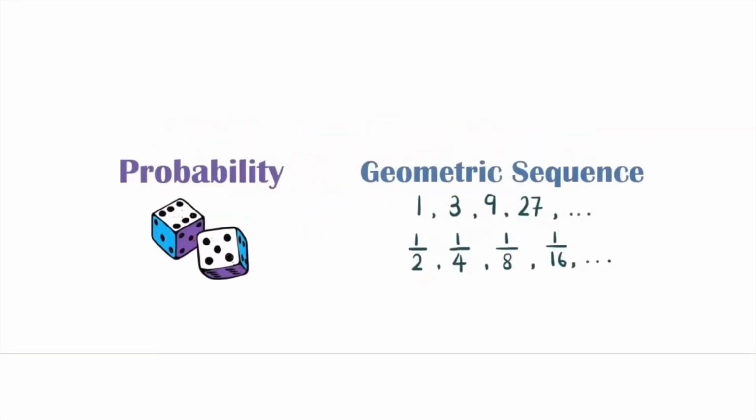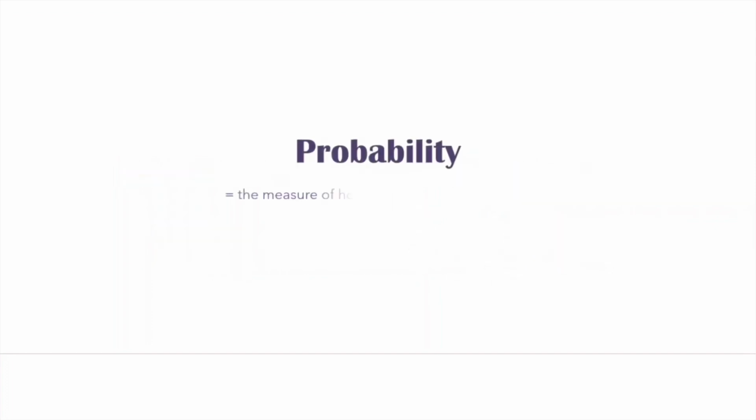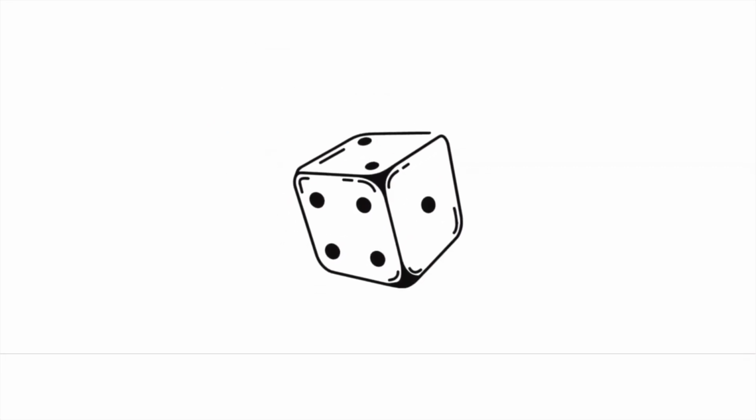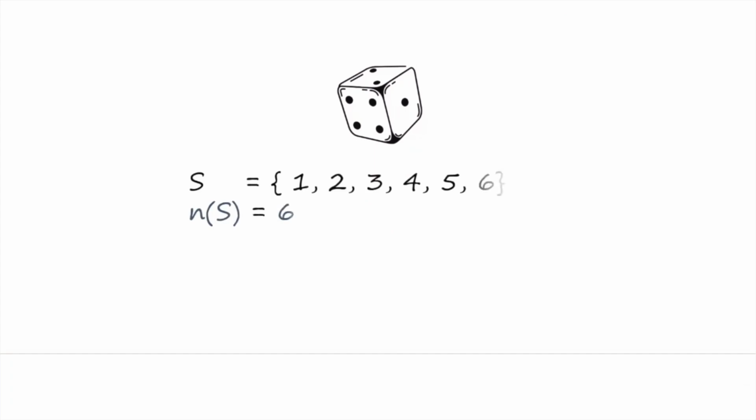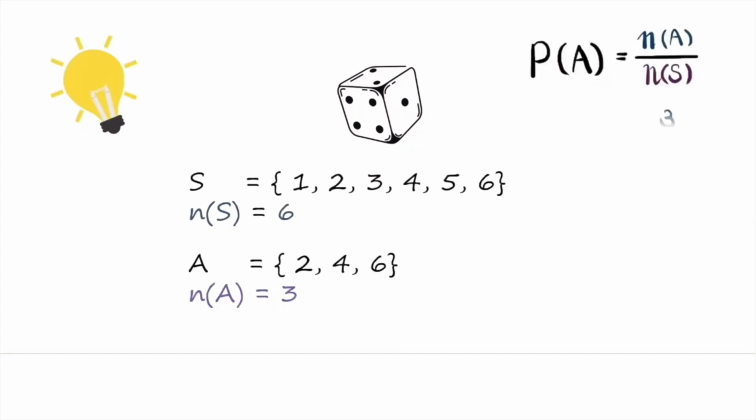This actually involves 2 math concepts that we have learned: probability and geometric sequence. Probability is a measure of how likely an event is to occur. For example, this is a dice that contains 6 numbers. I would like to know the probability of getting even numbers in this dice, which is 2, 4, and 6. There are 6 numbers on this dice, with 3 of them being even numbers, so 1/2 will be the probability of getting an even number on this dice.